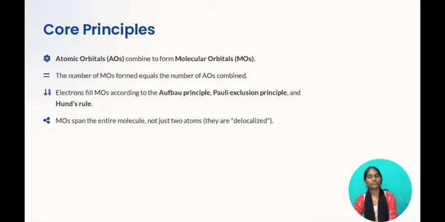What are the core principles of molecular orbital theory? Atomic orbitals combine to form molecular orbitals. The number of molecular orbitals formed is equal to the number of atomic orbitals taking part in the formation of molecular orbitals. Electrons fill molecular orbitals according to the Aufbau principle, Pauli's exclusion principle, and Hund's rule. Molecular orbitals span the entire molecule, not just two atoms; they are delocalized.